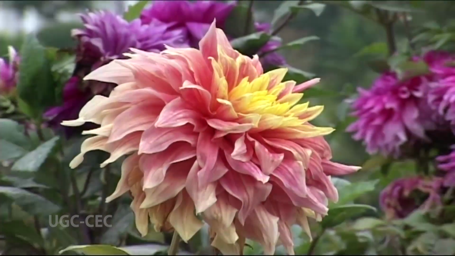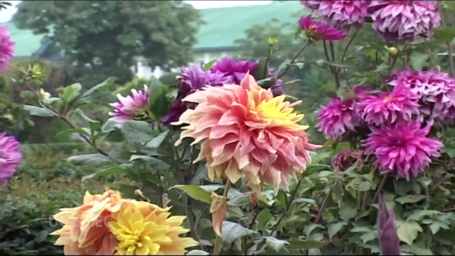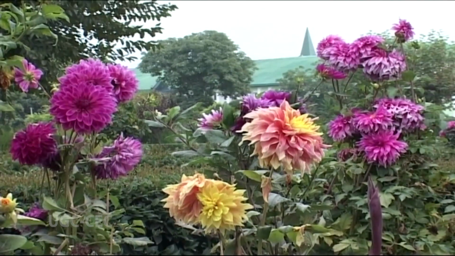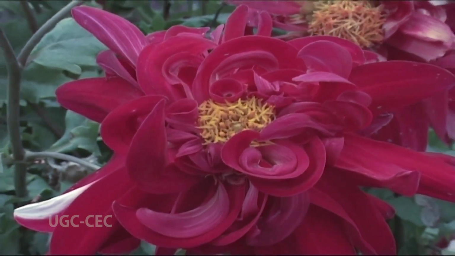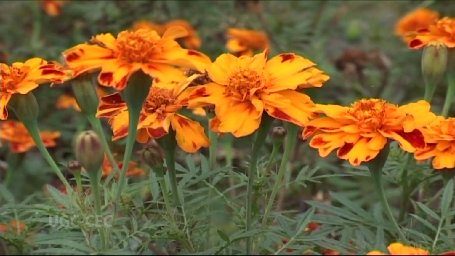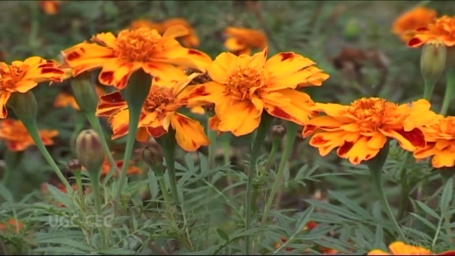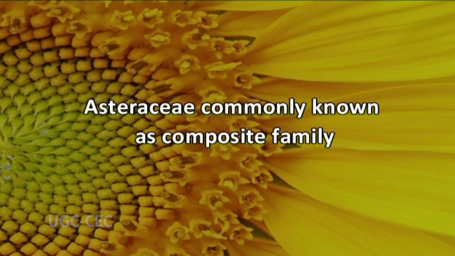We all know about the various types of plants such as sunflower, dahlia, daisy, etc. All these plants decorate our gardens and parks. These plants, whether they are sunflower or dahlia, all belong to a single botanical family scientifically called Asteraceae. The Asteraceae is commonly known as the composite family.